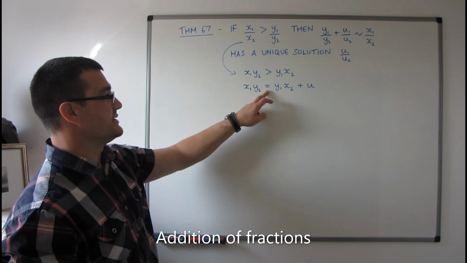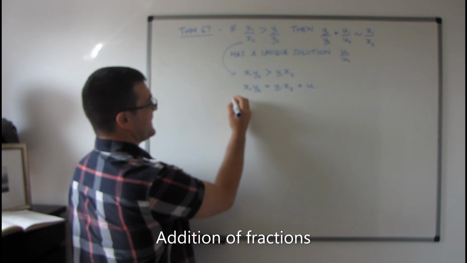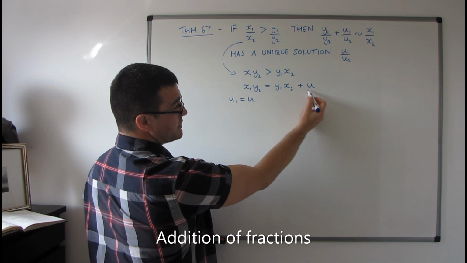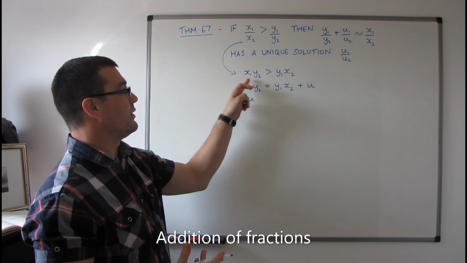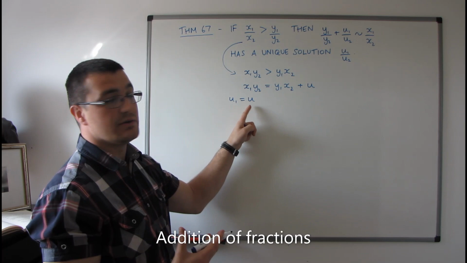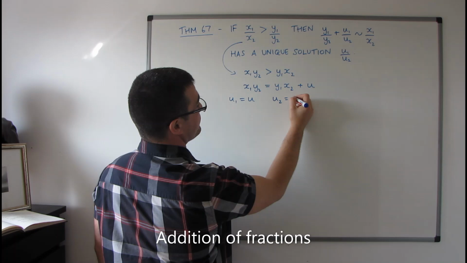So what we're going to do is we're going to set u1 equal to this u, and this is a unique number. So when it comes to natural numbers, the number that brings this side up to equality with this side is a unique natural number. So this makes sense, set u1 equal to u, and set u2 equal to x2 y2.